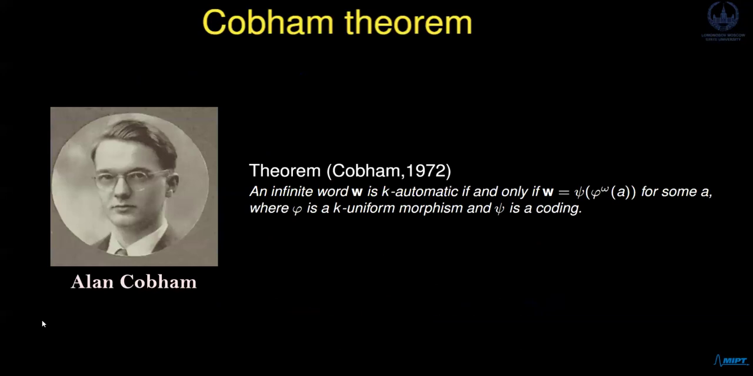So psi is a coding, a function that maps the morphism-generated word into a fixed alphabet, providing the final output sequence. And a K-automatic word is one that can be generated by a finite automaton when reading the input in base K. Cobham's theorem provides a full characterization of these words, showing that they can be described through uniform morphisms and codings.